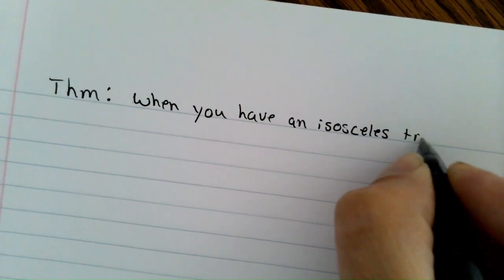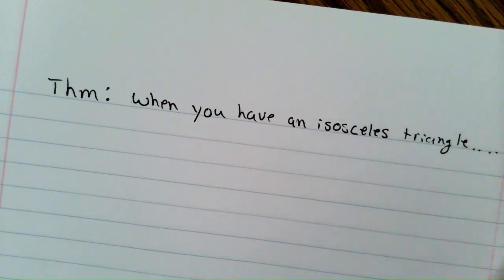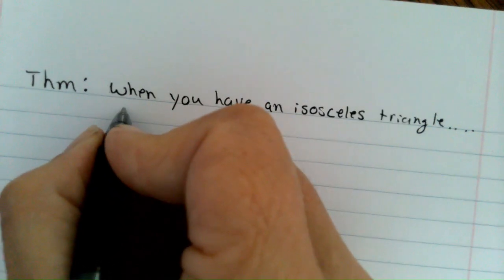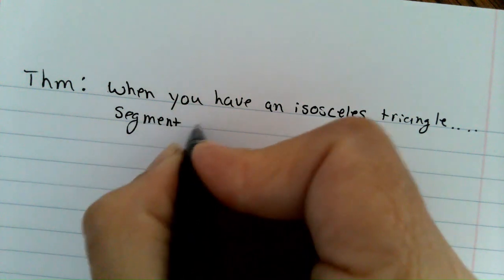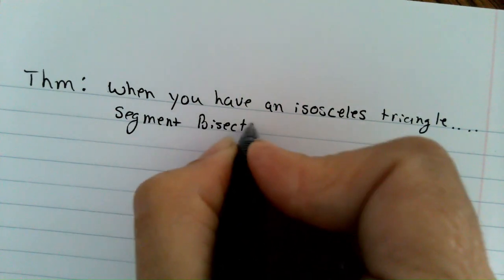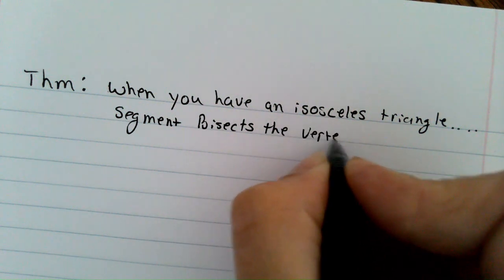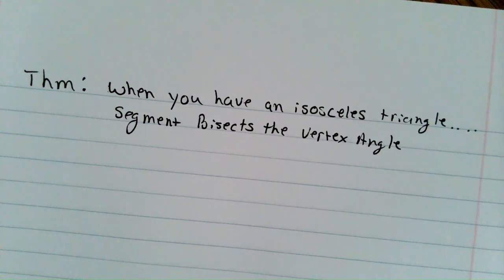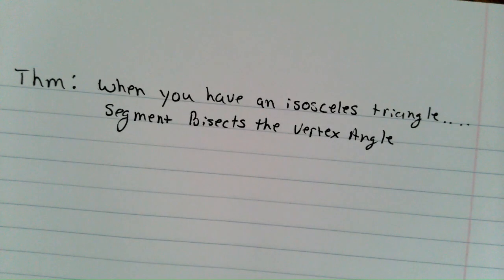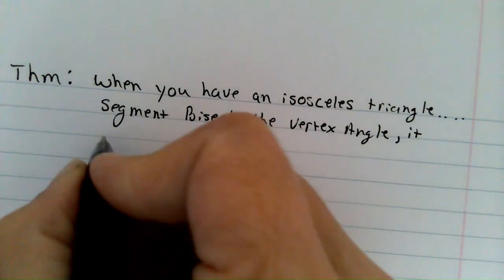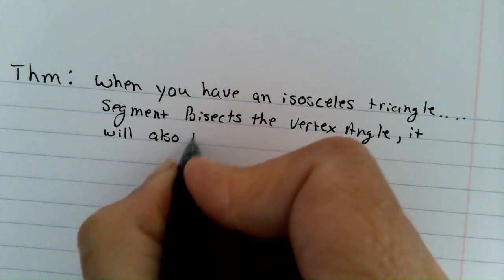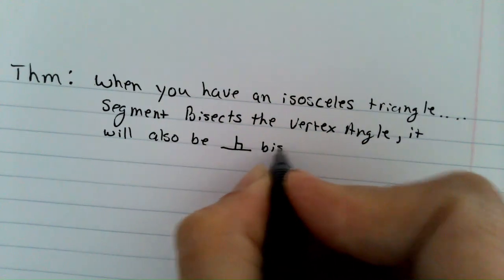All right, so here we have a theorem. It really doesn't have a special name. But when you have an isosceles triangle, and you have a segment that bisects the vertex angle, that means the one at the top, the one that's not matching the other two, the non-congruent one, then it will also be a perpendicular bisector of the other side.